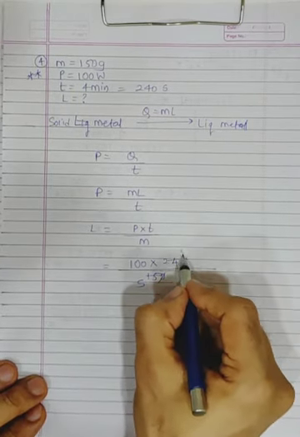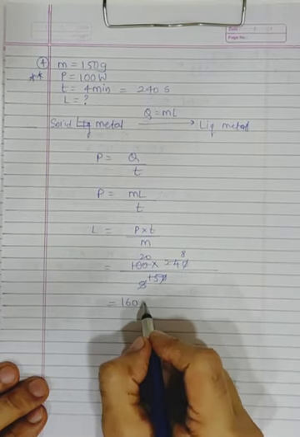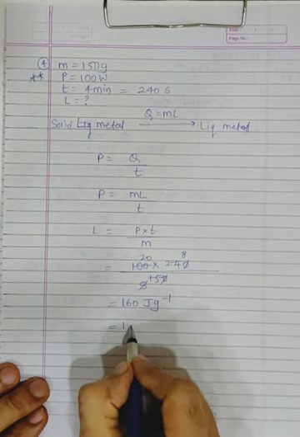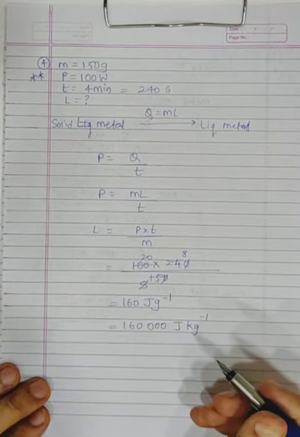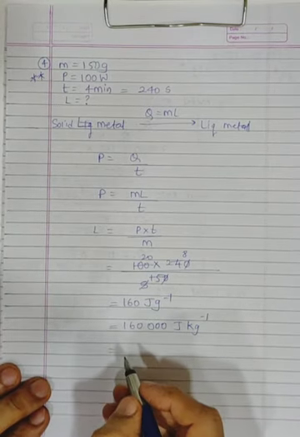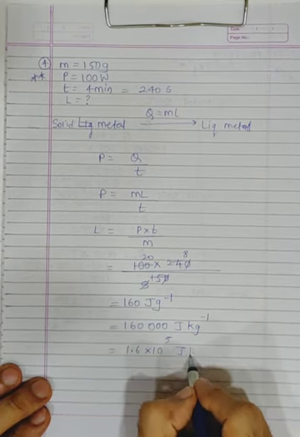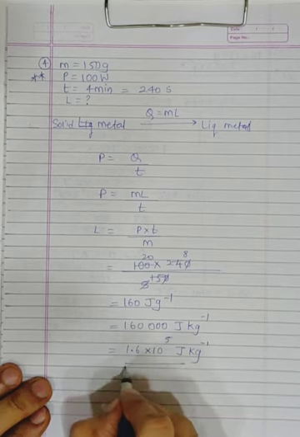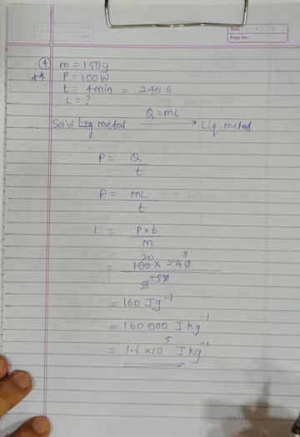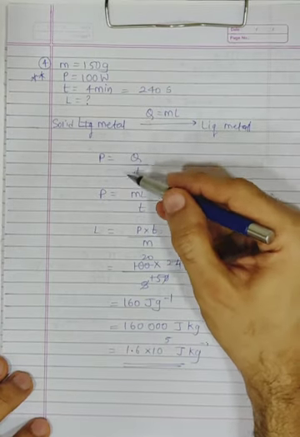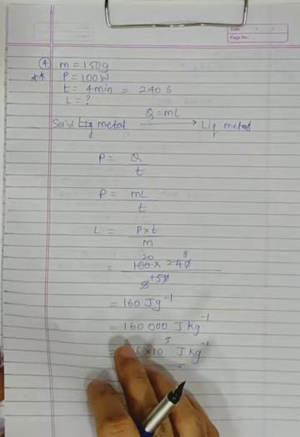Do this cancellation here. 3 5s are 15, 3 8s are 24, 5 1s are 5, 20s are... So you get 160 joule per gram, which is 160,000 joule per kg. Or I can write it as 1.6 into 10 raised to 5 joule per kg. Got it? It was simple. It's just that they have mixed up the concept of power and the latent heat, the change in state.